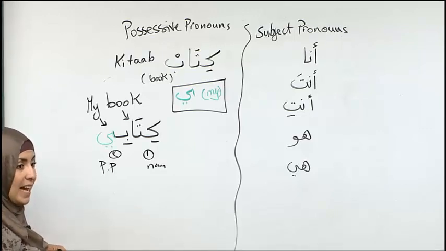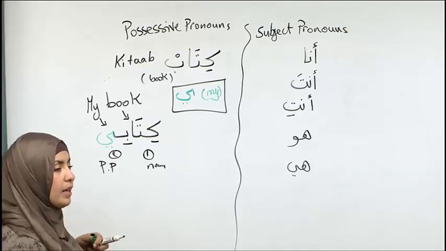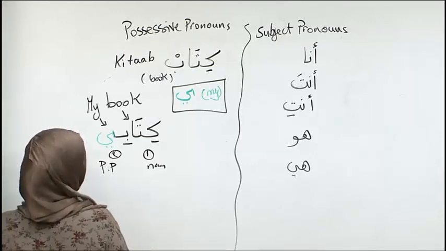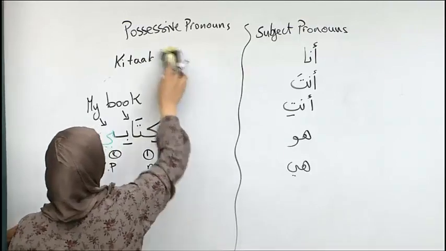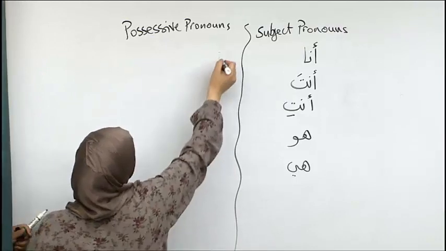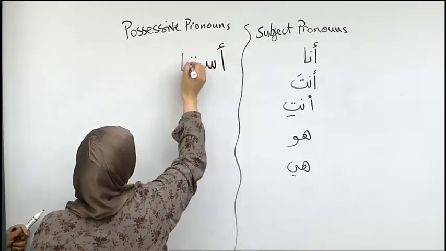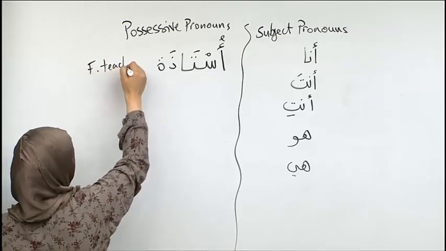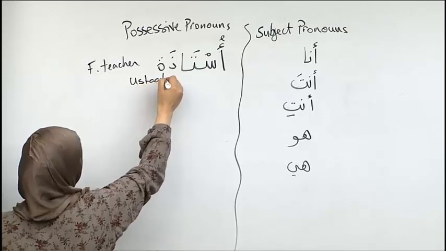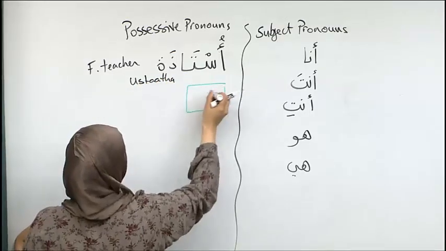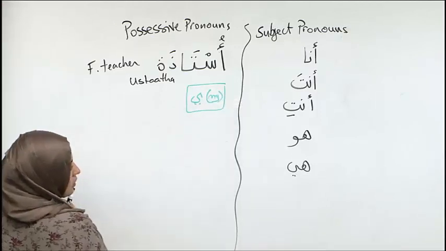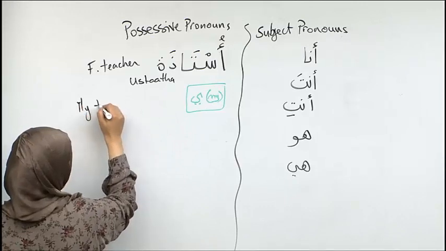Okay? So, kitabi, ismi, hadha kitabi, ana ismi Raja. So, let's take another word with my again. Ustada. What does this mean? Ustada. Female teacher. And you need to say my. How are you going to say this one? My teacher.